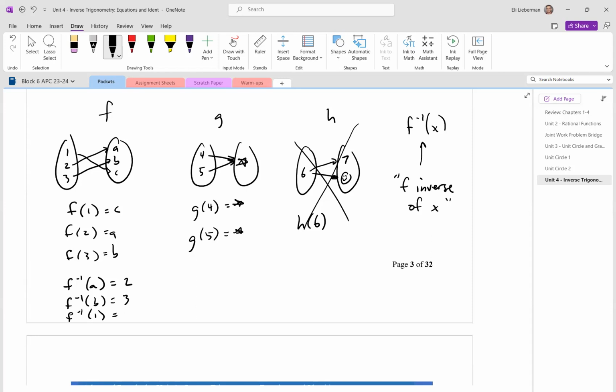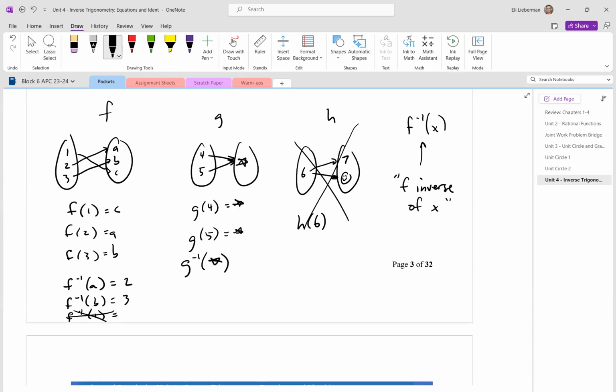F inverse of 1 makes no sense because 1 is not in the domain of our inverse function, right? If I were asking for g inverse of star, yeah, the inverse is not a function, right? Does it make sense that that fails? Okay, and we could go on to h, but h wasn't even a function, so I'm not going to.